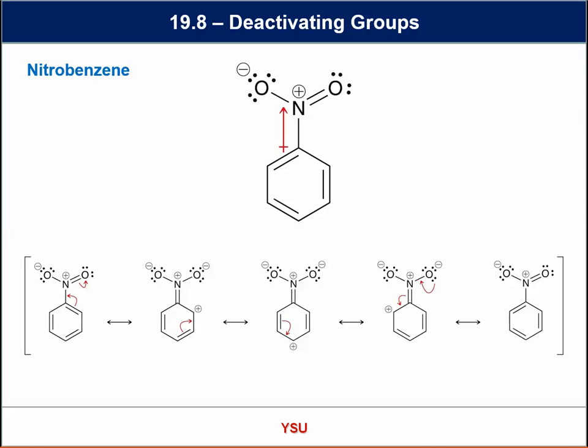In this example, deactivating groups, for example nitro in nitrobenzene, not only is the dipole going in that direction towards the N, but the electrons from the benzene ring are going in that direction. This is pulling electron density out of the cycle, making the cycle less nucleophilic. It's going to make the next reaction slower, and it's going to have a different effect on where the next group goes. We'll say that these things are meta-directors.